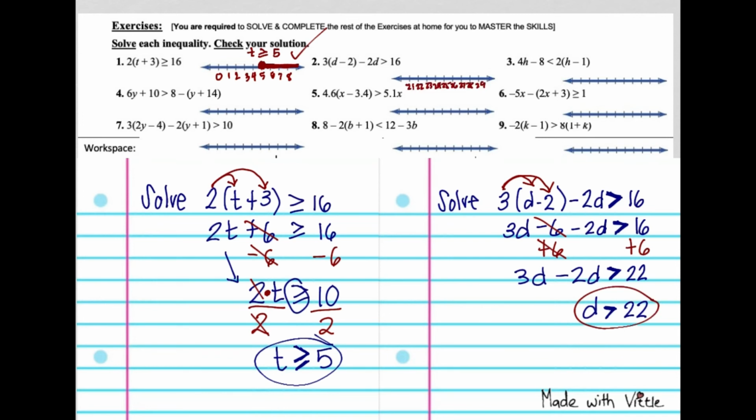So the circle, when we plot it on top of 22, it should be open, okay, because it's not equal to 22. But it's greater than 22, therefore everything to the right are shaded except the circle.